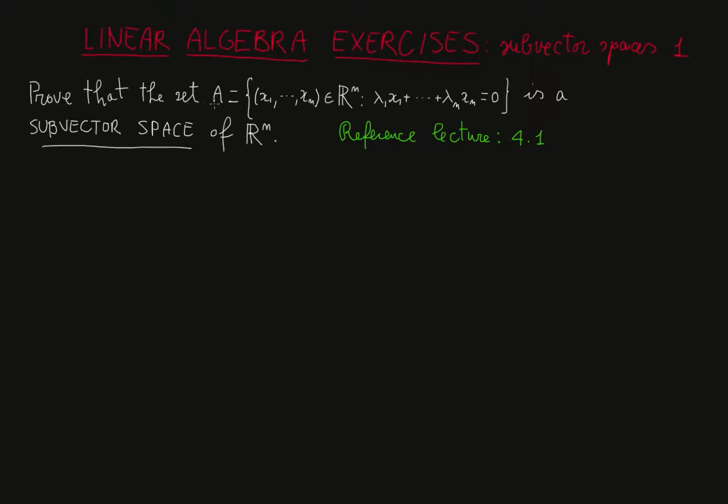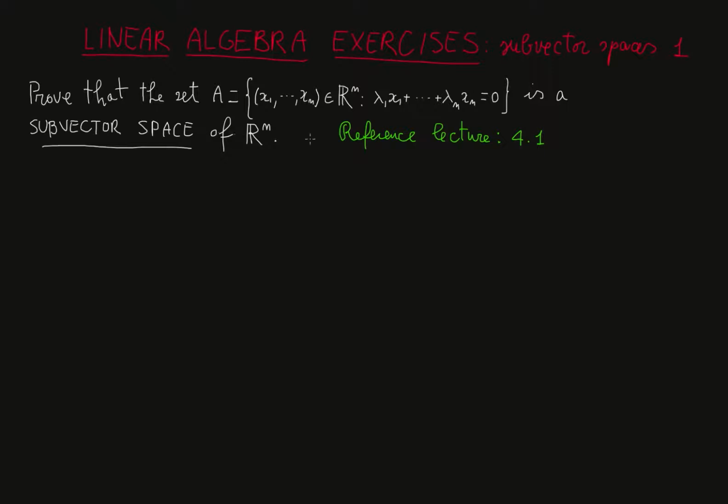Prove that the set given by the n-tuples x1 through xn in Rn, which satisfy the following equation: lambda 1 x1 plus and so on plus lambda n xn equals 0. So this is one homogeneous linear equation that has to be satisfied by the coordinates of vectors that belong to this subset A. A is described by vectors in Rn satisfying this equation for a choice of fixed numbers lambda i. We want to prove that A is a subvector space of Rn.